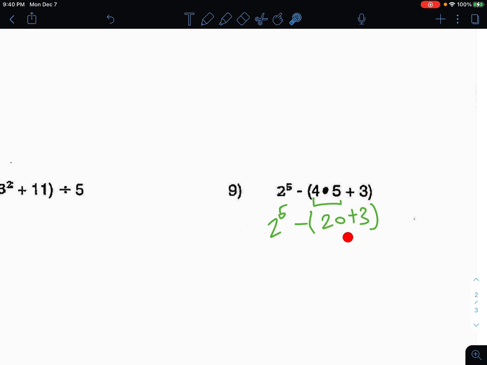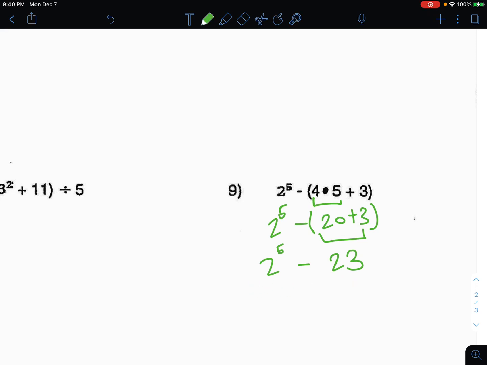So now we have 20 plus 3, which is just 23. And now that you have it down to a single number, you basically are done with the parentheses. Bring down everything else, the minus sign, 2 to the 5th. Now we ask ourselves, any more parentheses? Nope. Any exponents? Yes, we do, 2 to the 5th.